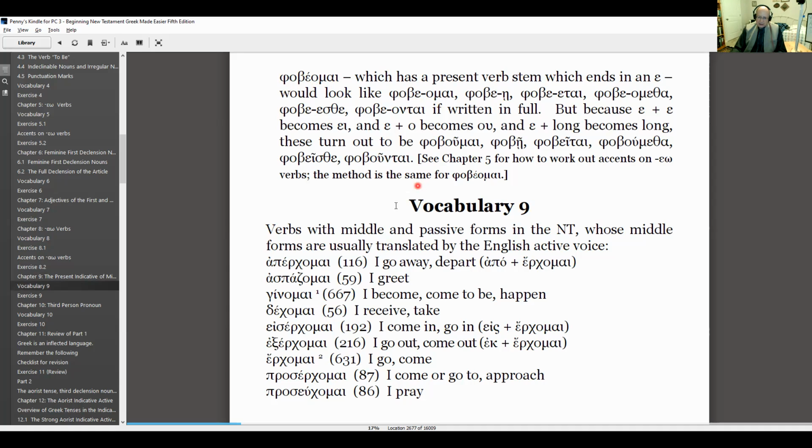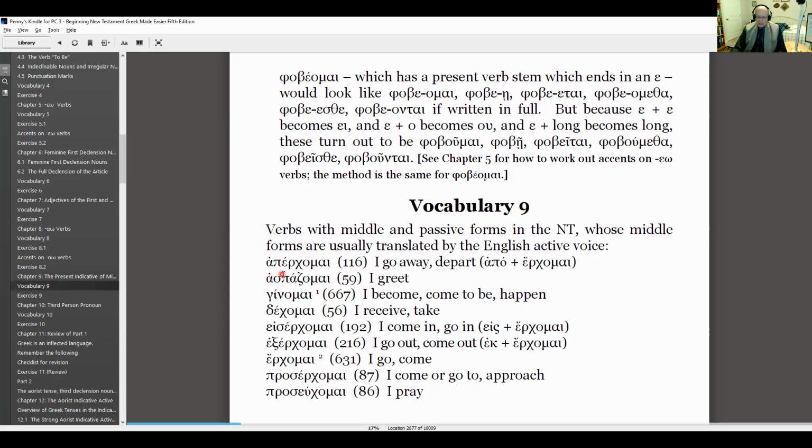But let's look at the vocabulary first before we have too much confusing information. The verbs with middle and passive forms, whose middle forms are usually translated by the English active voice. And these are very often used: 116 times, 59 times, 667 times. So you notice that each of these verbs, erchomai 631 times, are used very, very often in the Greek New Testament. So we must get to know them.